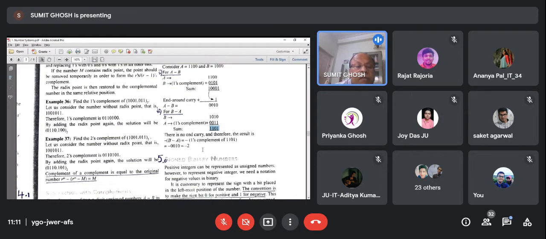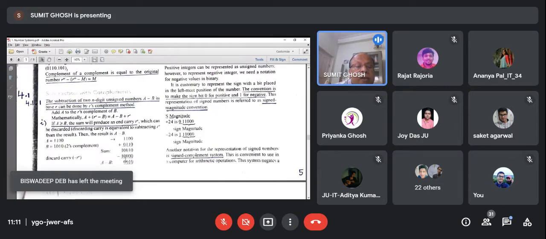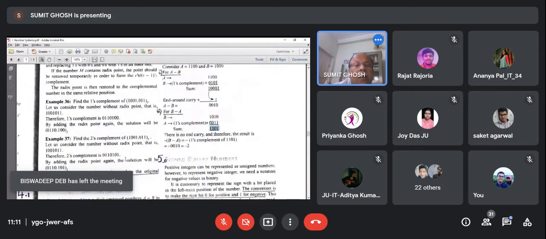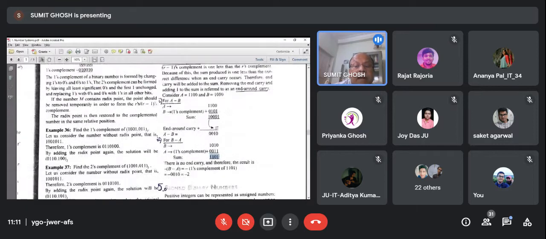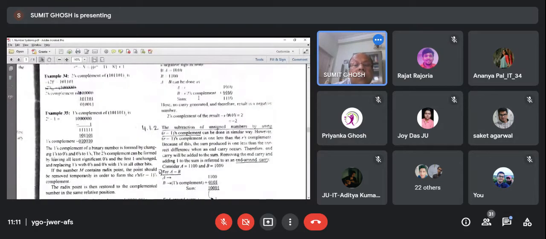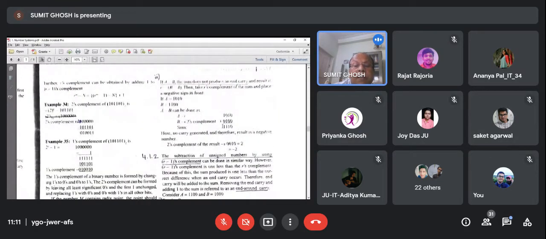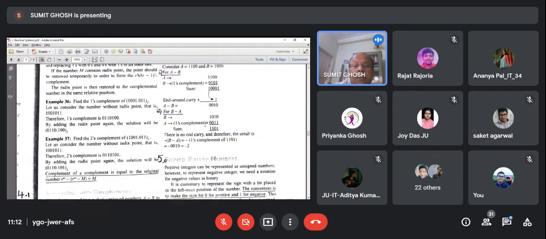In the earlier case there was an end-around carry. In 2's complement, we discarded the end-around carry. In 1's complement, you add the end-around carry. Now in 2's complement, what we have seen, we got this result, and we have to take the 2's complement of it to get the answer. Now this result we got, we have to do 1's complement to get the answer. What is 1's complement of this?